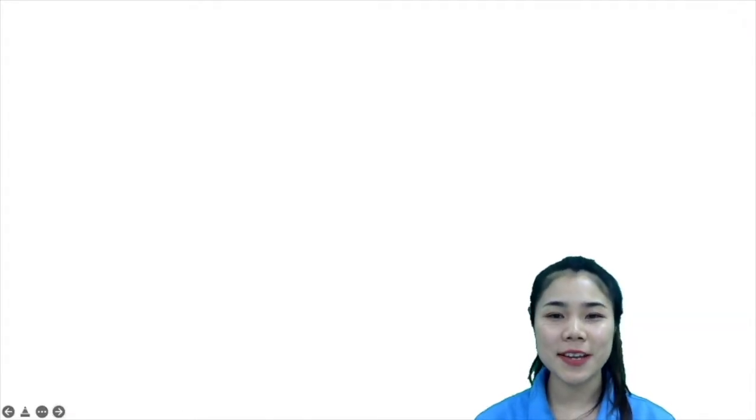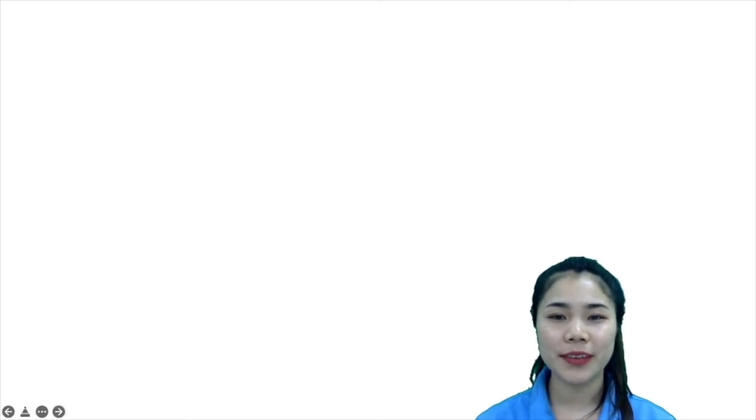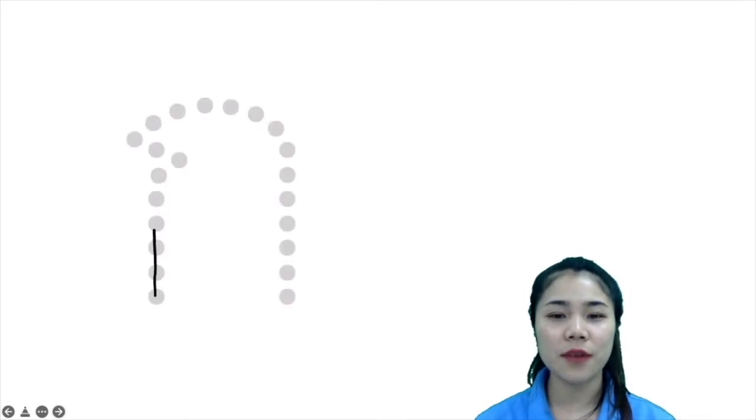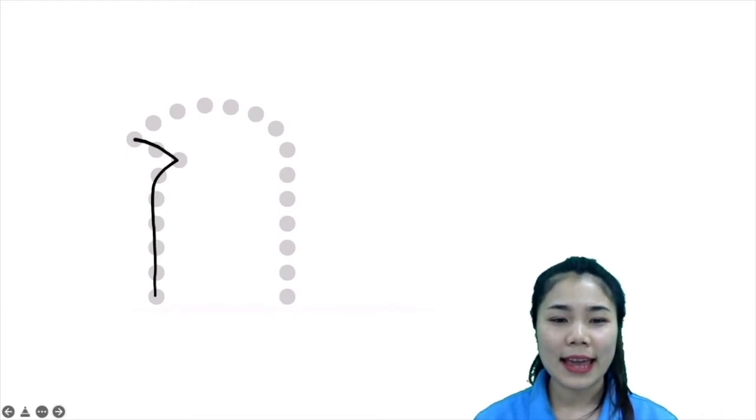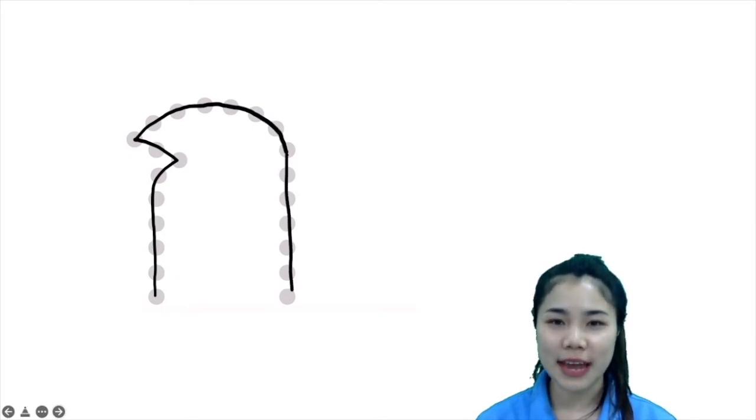The first letter is ko kai. Kai means chicken, and this letter gives you the g sound. And now, time to see how to write ko kai. For this letter, you start from the bottom, go up, then go to the right and back out, then move up to get the roof and go straight down.